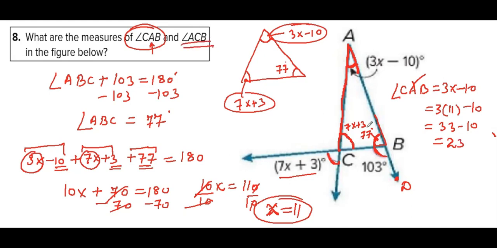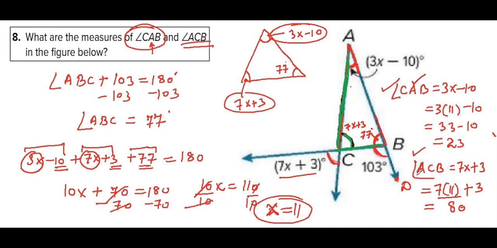Second angle ACB. C is coming in the center, coming from A and C and B. So C is in the center, which is 7x plus 3. Substitute the value of x. 7 times 11 plus 3, 77. 77 plus 3 is 80. So this is how we are going to find out all the angles. So we got our first answer and second answer.